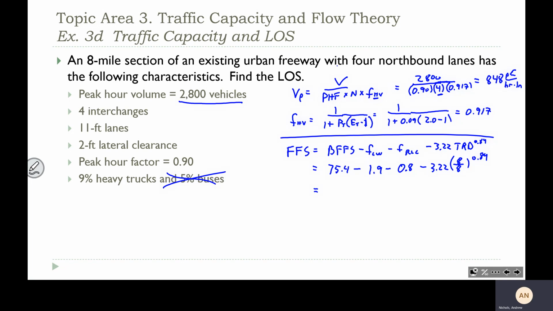Anybody else get something? Yeah, you can kind of ignore, 70.0. That sounds better. Okay, so here's where, so we know our free flow speed is 70 miles an hour. We know our VP is 848.